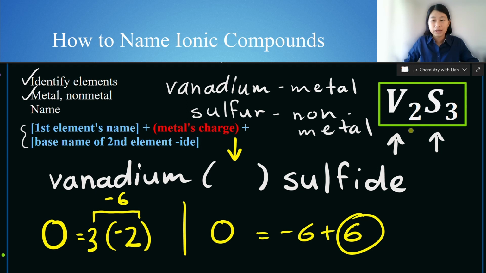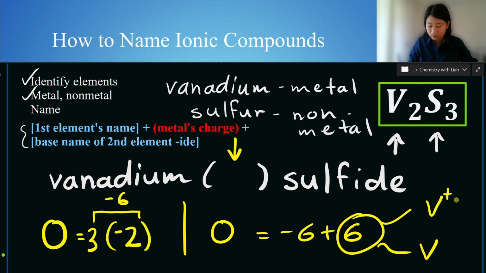Now because there are 2 vanadiums, we'll put a V here and a V here, and they're going to split the charge evenly. We're going to do 6 divided by 2 because there are 2 vanadiums, and that will be +3. So each vanadium will have a +3 charge, and that is the charge we will put in parentheses, the charge of an individual vanadium atom. So in naming ionic compounds with a transition metal, you do need to pay attention to these little subscripts, because you need to find the charge of the transition metal. So in the end, V2S3 will be called vanadium(III) sulfide.